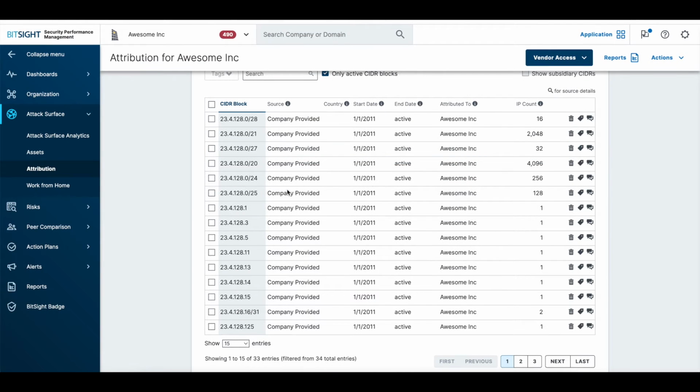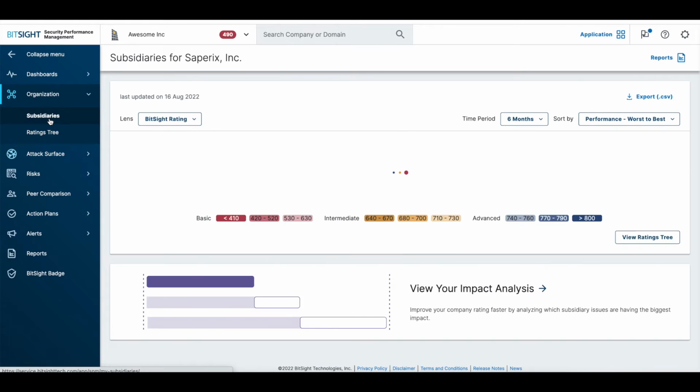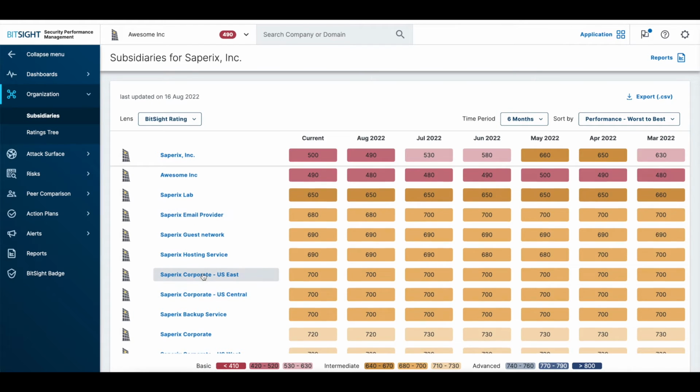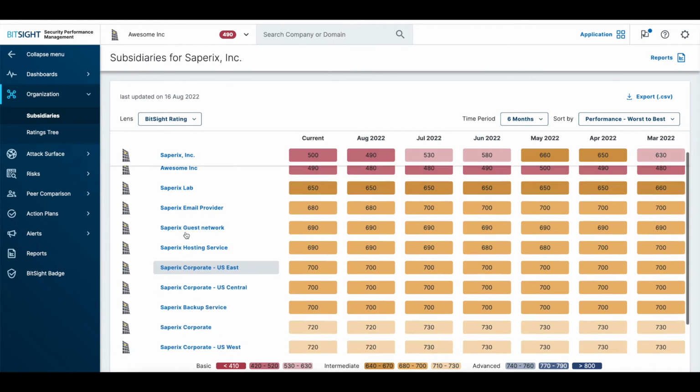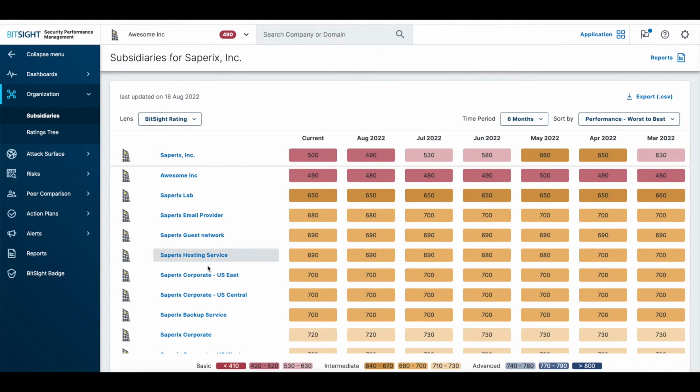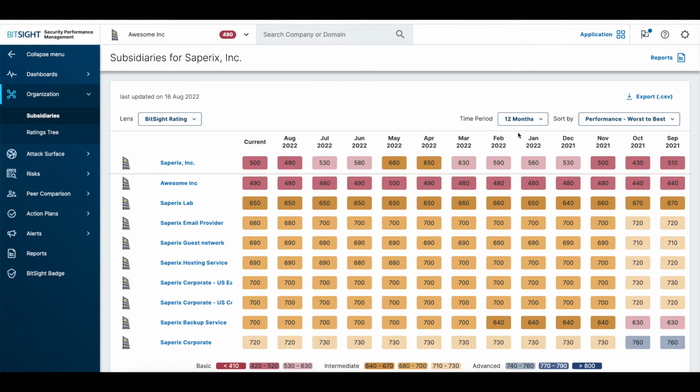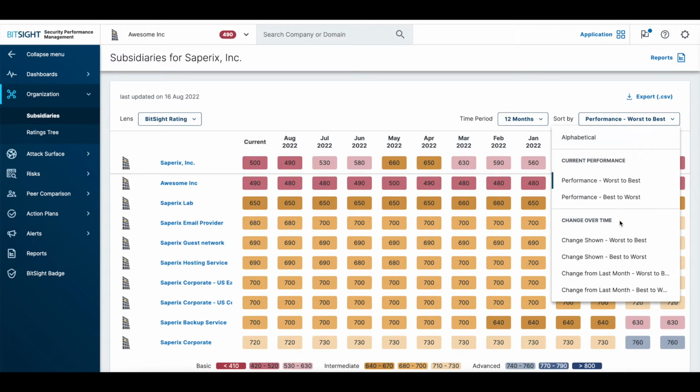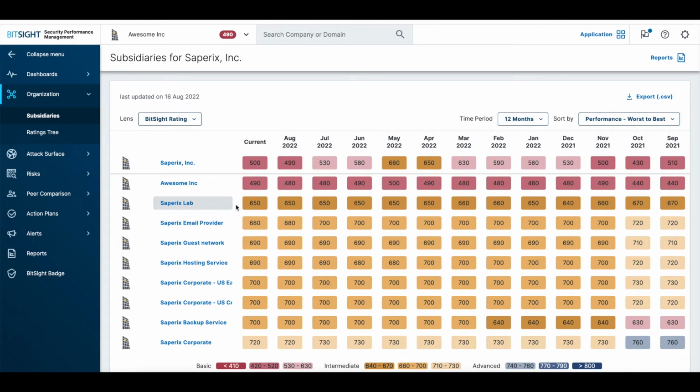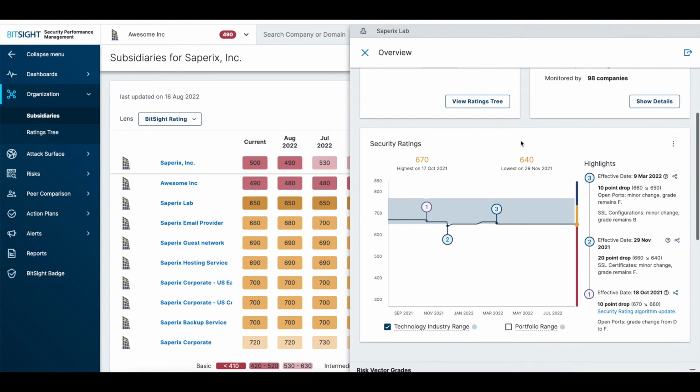And now to better inform my governance security program, I'm going to open up a heat map comparing my top level organization with every org across my enterprise like we see here on the left. This is going to allow me to identify trends on one or more of my subsidiaries that we see here, where I can arrange into different time periods and sort by best to worst or worst to best or any changes over time. So at a glance here, we can see that Superics Lab dropped 20 points over a calendar year. So I can look in and understand why without even having to leave the page.